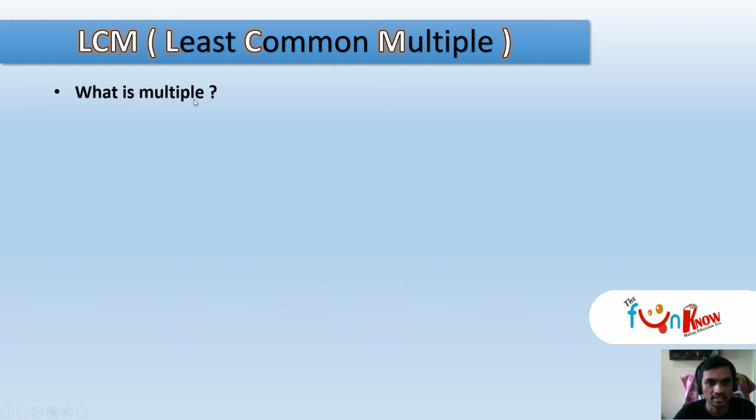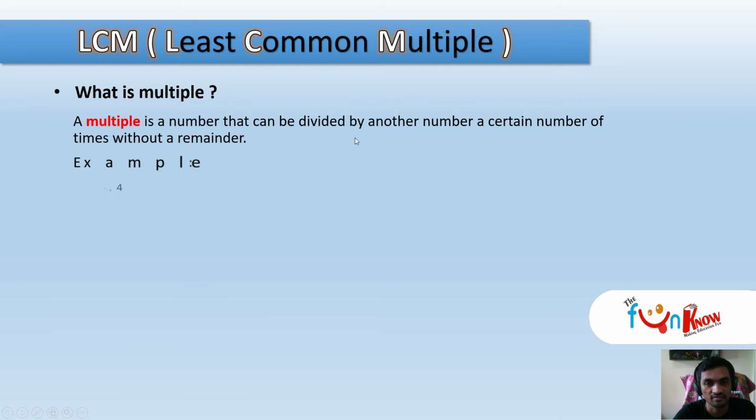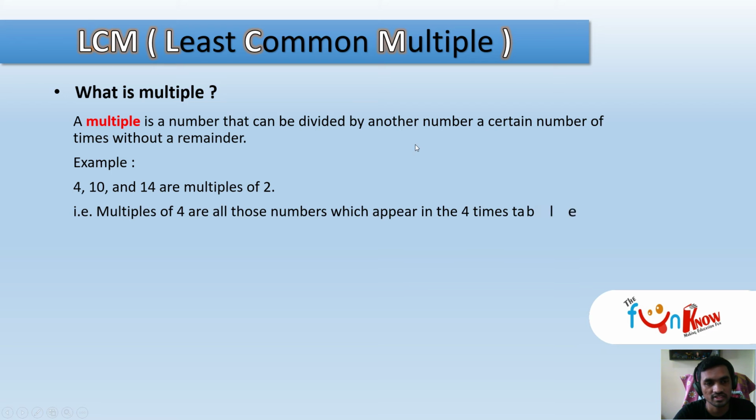So, what is a multiple? First, we need to understand what the multiple is in LCM, least common multiple. What is the M part, multiple? A multiple is a number that can be divided by another number a certain number of times without a remainder. For example, if you divide 4 by 2, you get 0 remainder. If you divide 10 by 2, you get 0 remainder. Same goes for 14. So any number that, when divided by 2, gives you a remainder of 0 is a multiple of 2.